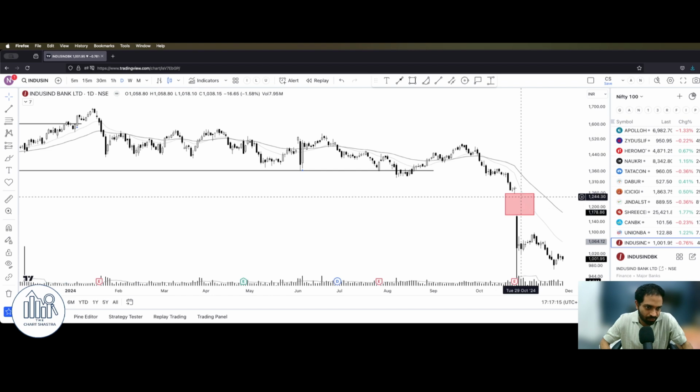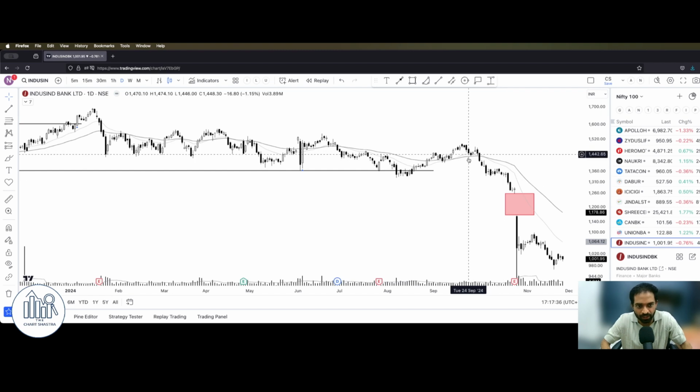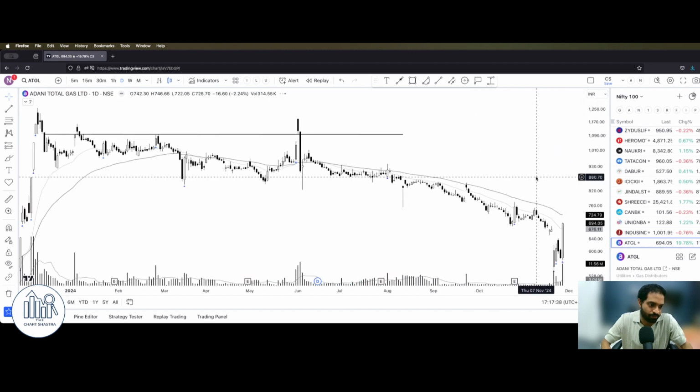IndusInd Bank, again one of the weaker names in private banks. As you can see, this was a major earnings disappointment. The stock did nothing the entire year, and probably since September, as you can see on the price, the price was correcting here itself. Someone knew that the results are going to be bad, hence we are seeing a major selling.